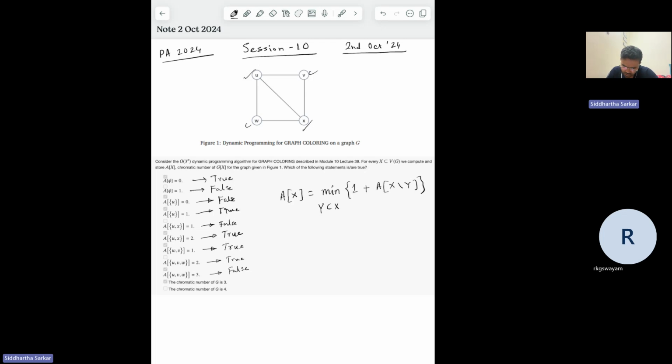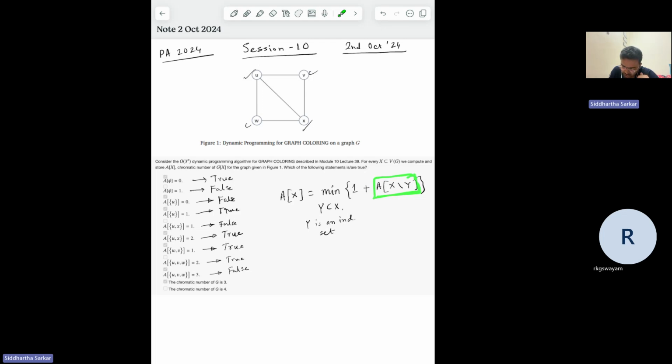Okay, so what does this mean? Y is an independent set. So consider a non-empty subset Y of X such that Y is an independent set. To compute the chromatic number of this subgraph induced on X, first find a subset of X which is an independent set. Because Y is an independent set, all the vertices of Y can be given the same color. This one color you have used to color the vertices of Y. Additionally, the remaining vertices, that is X minus Y, have to be colored.